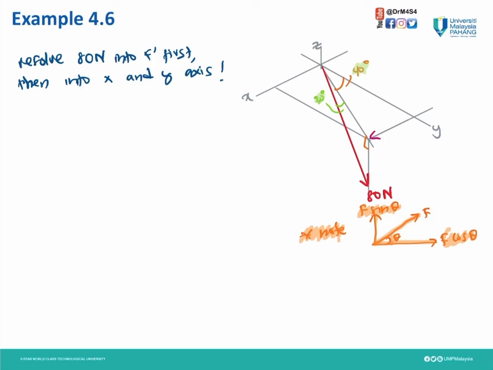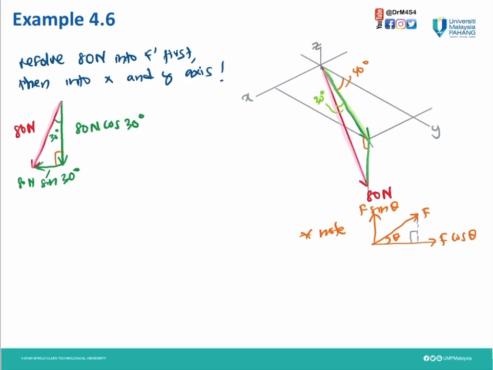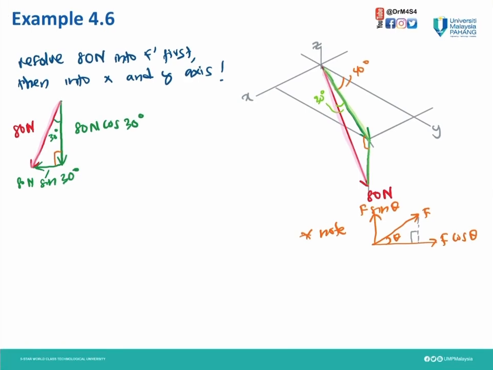And here is 90 degree. So now we're going to resolve 80 Newton into F prime. So this is our 80 Newton. This is our F prime, and this is our F sec. For our F prime, we get 80 Newton times cos 30. And for F sec, we get 80 Newton sin 30.